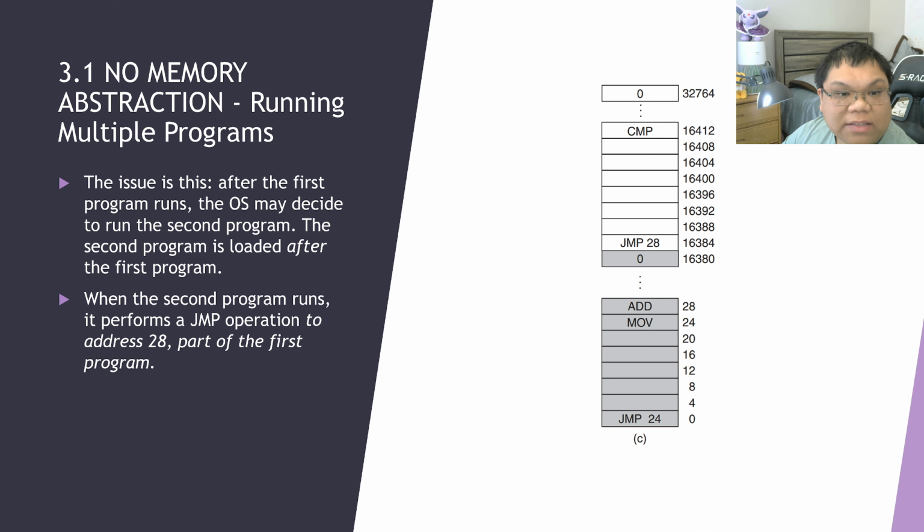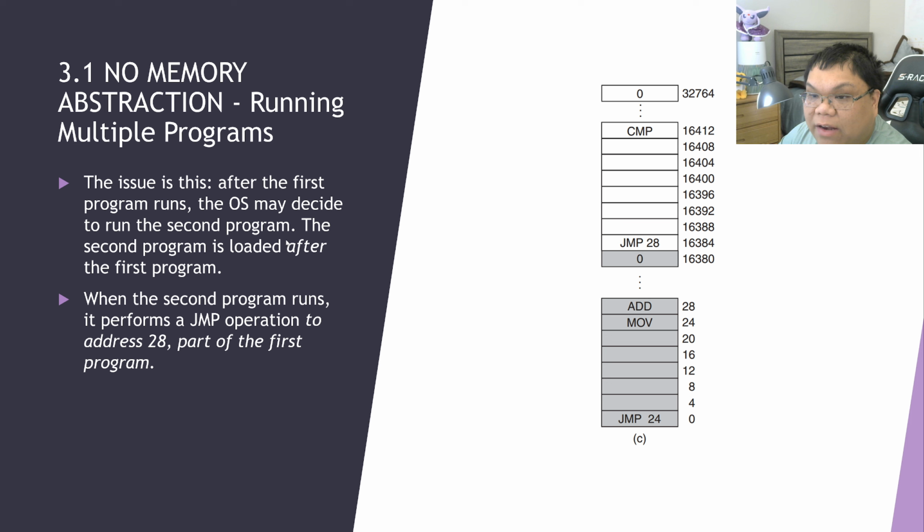After the first program runs, the OS may decide to run the second program. The second program here is loaded after the first program. When it runs, it performs a jump operation to address 28, and that is part of the first program. If we had a way of keeping track of where the program is loaded, maybe instead of jumping straight from here to the first program's memory, we could just offset that value so it jumps to the correct value, which in this case is memory address 16412.